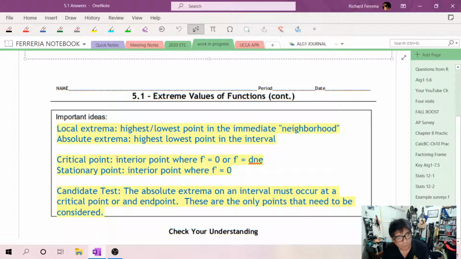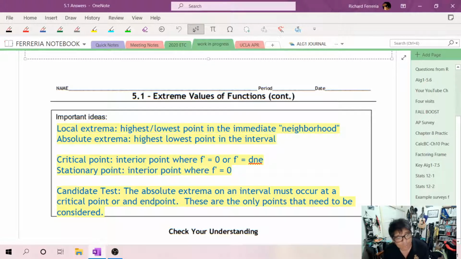What is a critical point? Critical point is an interior point of an interval where the derivative is either equal to 0 or the derivative is undefined. Stationary point is an interior point where the derivative is exactly equal to 0. And the candidate test, well, that means the extreme value must occur at the endpoint or a critical point. So those are the only points that need to be considered.